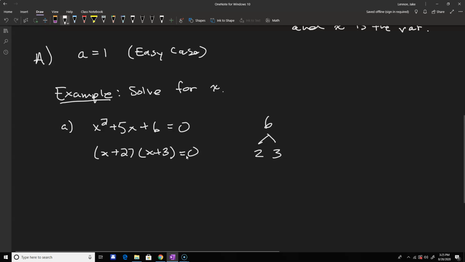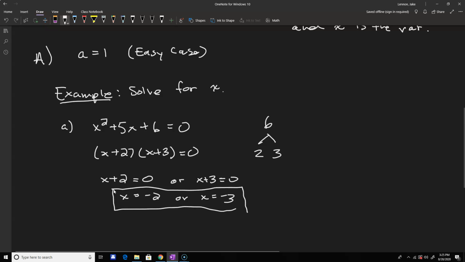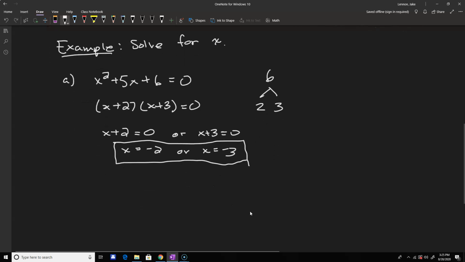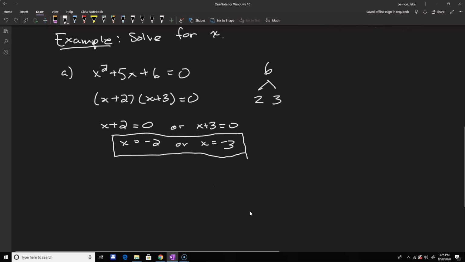And then we know if 2 things multiply to 0, then one of them has to be 0. So we can split this now into 2 equations and say x plus 2 equals 0 or x plus 3 equals 0. And we get our 2 answers, x equals -2 or x equals -3, subtracting 2 in the first equation and then subtracting 3 in the second equation. So those are your 2 answers. Okay, so really not so bad. It is the easy case.